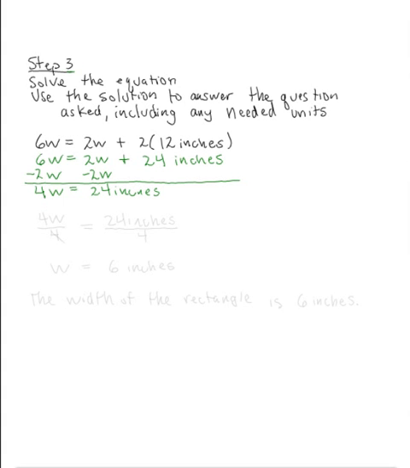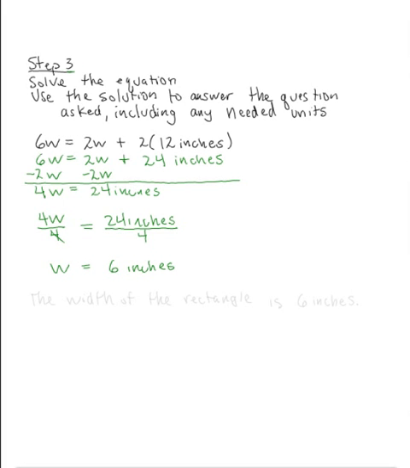Now we'll use the multiplication property of equality, which says that we can multiply or divide both sides of an equation by the same number, and if we do, the equation stays true. So we have 4W and we have 24 inches. What's the 4 doing to the W? Multiplying. How do we undo multiplication? Division. So we want to divide both sides of this equation by the coefficient of the variable, which in this case is 4. When we do that, we get W by itself, because 4 divided by 4 is 1, and 1 times W is W. 24 inches divided by 4 gives us 6 inches.